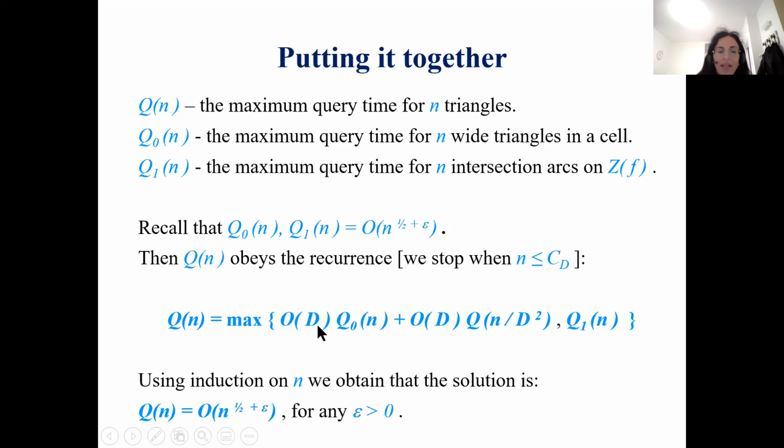handling the white triangles in each of the order of these cells that the ray meets, plus handling the narrow triangles in recursion. So again, every ray meets only D cells. So this is order of D times Q of n over D squared. And again, if you use induction on n, the solution would be n to the 1½ plus epsilon. Okay, so this is the query time. Good.